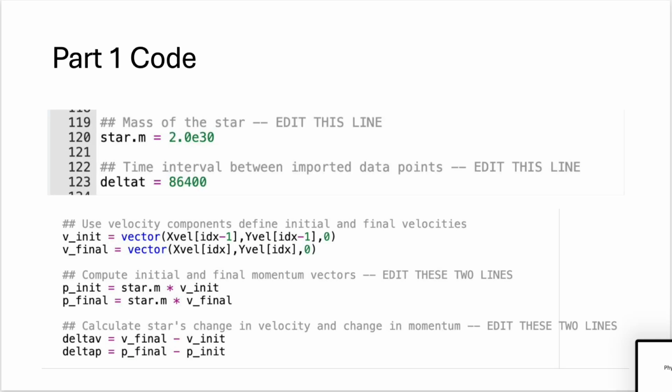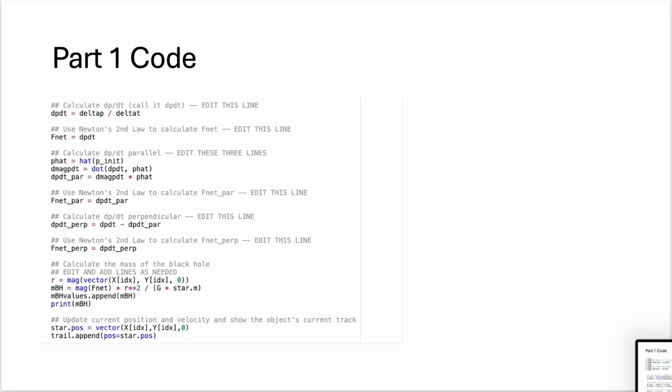So this is some of the code for part 1. I set the mass of the star to 2 times 10 to the 30 based on the requirements, and I set the delta T to 86,400. And then I updated the V initial, V final, P initial, P final, and delta V and delta P. Okay, so dp dt is just obviously delta P divided by delta T, and then Fnet is dp dt.